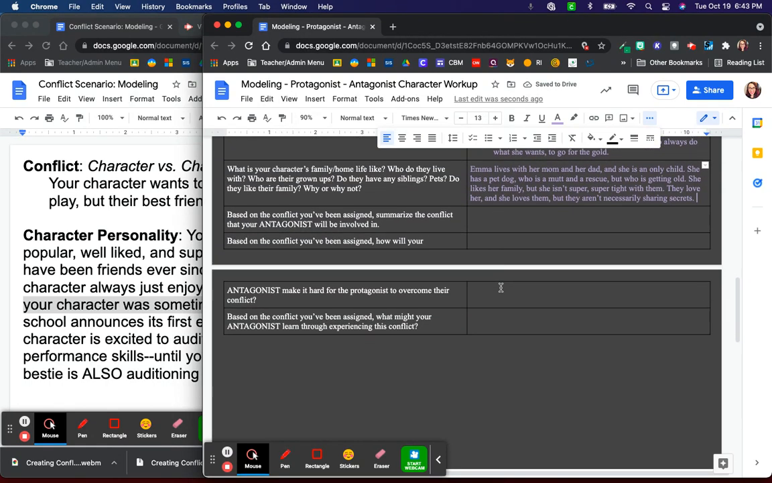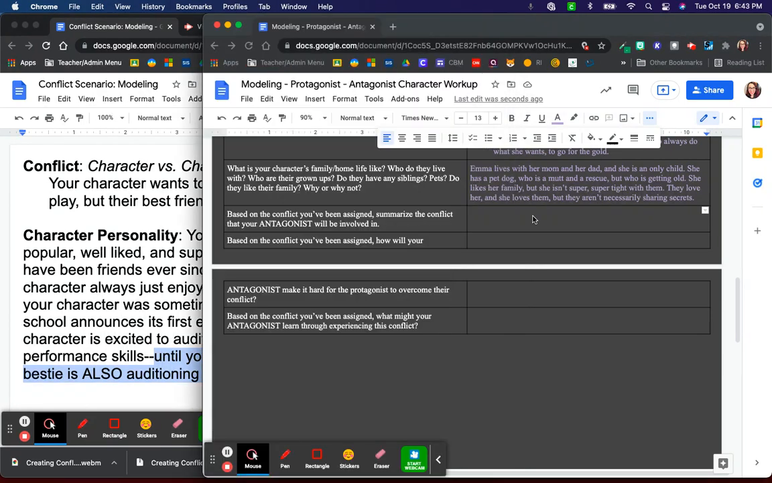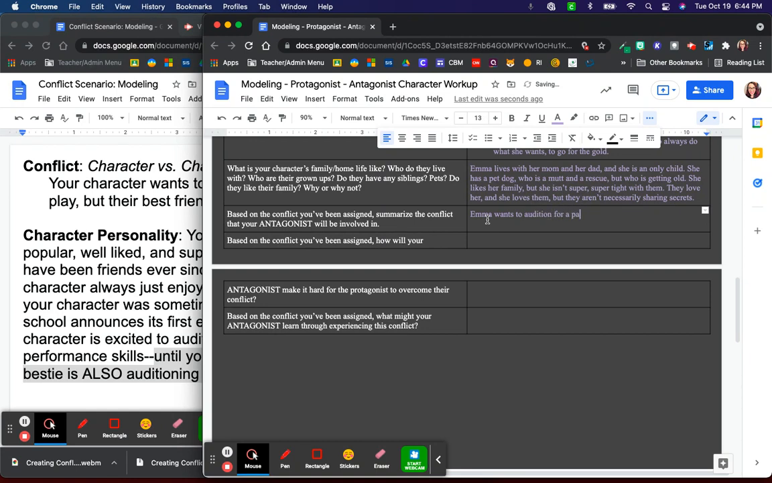All right. So in this primary conflict, again, I'm going back to this description here. They're both auditioning for the same part. So my goal over here is, based on the conflict you've been assigned, summarize the conflict that your antagonist will be involved in. So I'm going to say Emma wants to audition for a part in the school play, but she doesn't realize that her best friend wants to audition for the very same part.